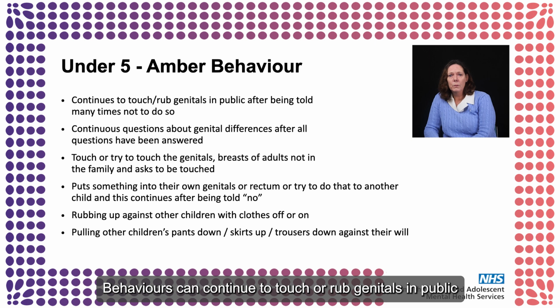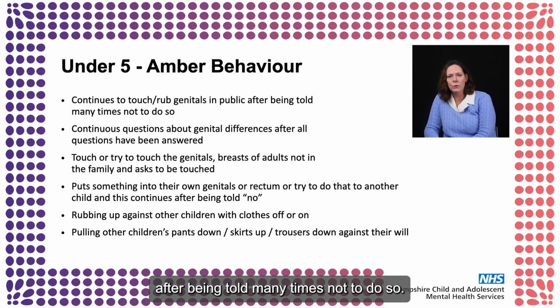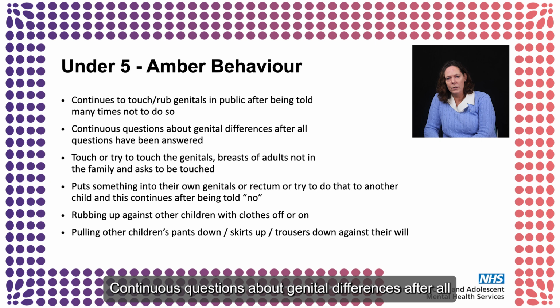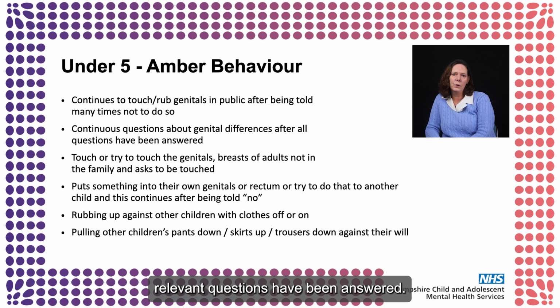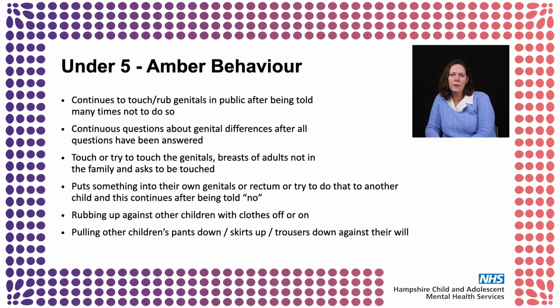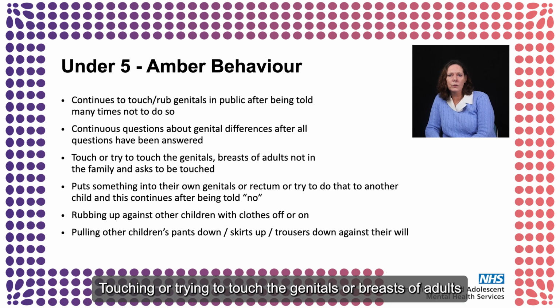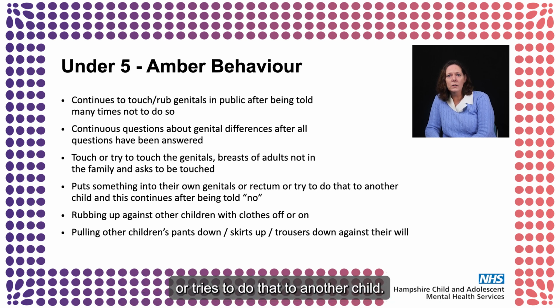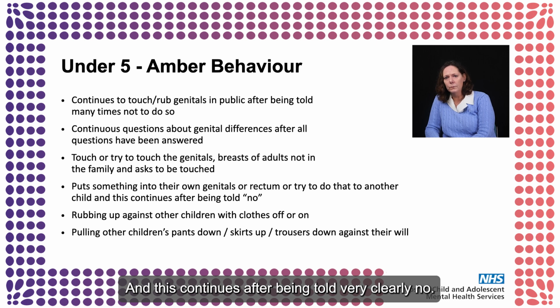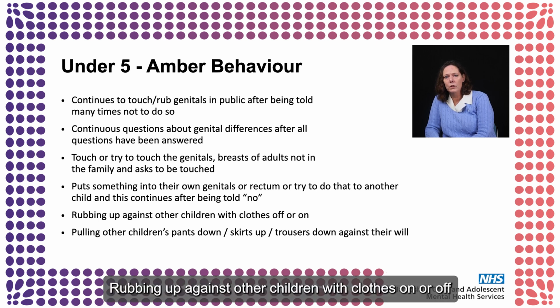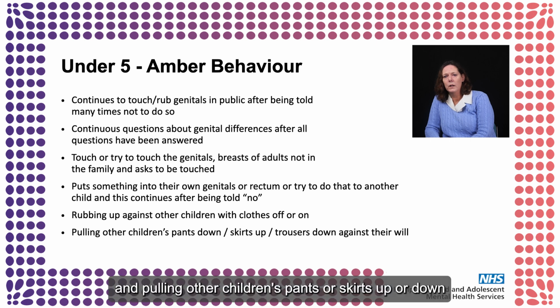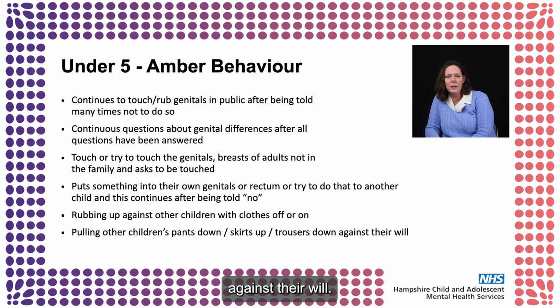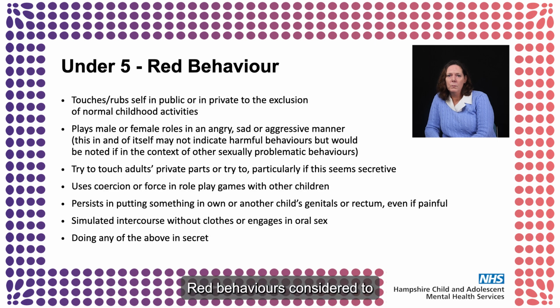Behaviours can continue to touch or rub genitals in public after being told many times not to do so. Continuous questions about genital differences after all relevant questions have been answered. Touching or trying to touch the genitals, breasts of adults not in the family and asked not to be touched. If they put something into their own genitals or rectum or try to do that to another child and this continues after being told very clearly no. Rubbing up against other children with clothes on or off, and pulling other children's pants or skirts up or down against their will.